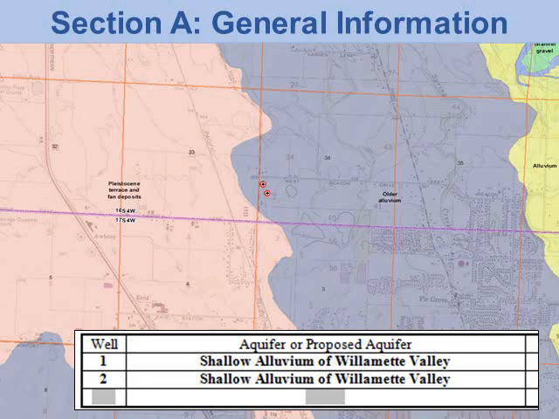So this, for example, is a surficial geologic map for the area in the vicinity of these two proposed POAs, and from this information we will make a determination of the aquifer in which the wells are intended to draw water. In this case, we already had well logs for these two proposed POAs. We know that they're relatively shallow, and therefore that they are targeting the shallow alluvium of the Willamette Valley.